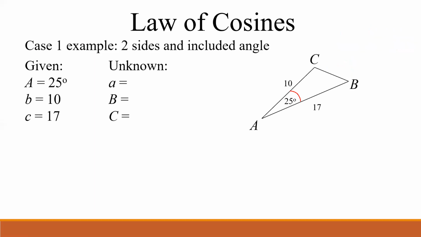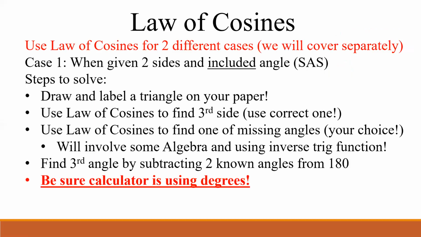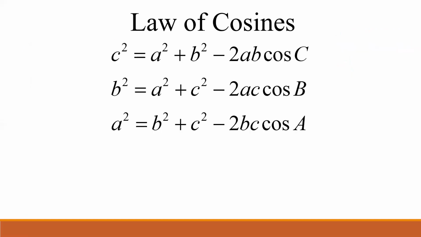So again, we know angle A and sides B and C. We don't know side A and angles B and C. So we're going to go through and find those. Just to recap, remember we're going to find the side first, right off the bat, and then we'll find the other two angles.